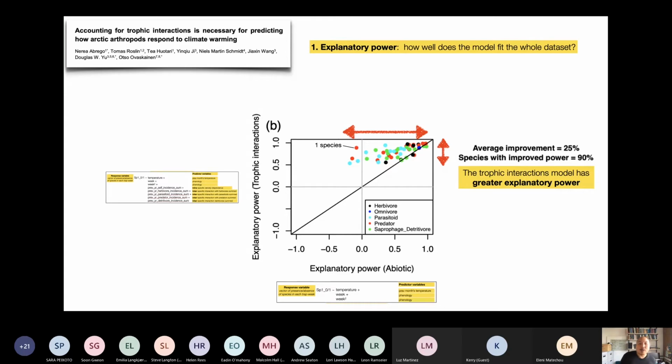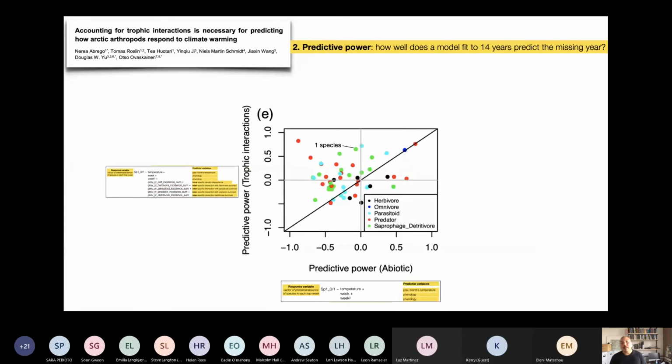So here's another more stringent test. You can fit the model to 13 of the years and ask if that fitted model can predict the presence or absence from week to week for the 1 year that you held out. And they're doing this for all the different years. Okay, and so that's predictive power that you're measuring. And in general, prediction is harder than explanation, right?